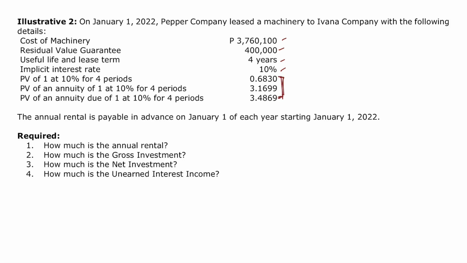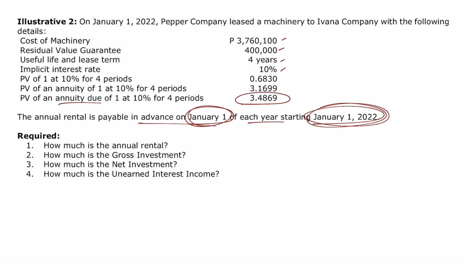Okay? The annual rental is payable in advance. Kailan? On January 1 of each year, starting January 1, 2022. Ibig sabihin dito, kung payable in advance yung mga annual rentals natin, anong gagamitin? Annuity due po tayo. Okay? So, annuity due. Hindi natin gagamitin dito yung ordinary annuity natin. Okay? Because yung ordinary annuity, ginagamit lang yun kapag yung first payment is after one period.